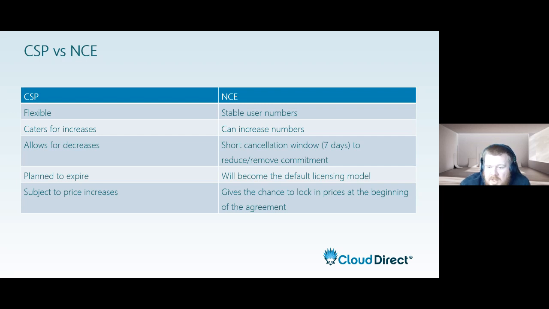As I've said, this will become the default licensing model, but one of the major benefits of NCE is that you can lock in the prices at the beginning of the agreement. There are some announced price rises coming in April. If your NCE renewal is before that and you buy seats ahead of that price rise, you will keep that price for the 12 months. So when you go to increase numbers during the year, you'll get them at the original price, which is a bit of a benefit of that commitment.